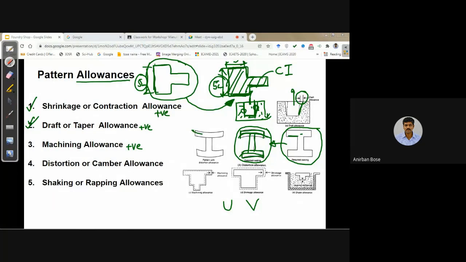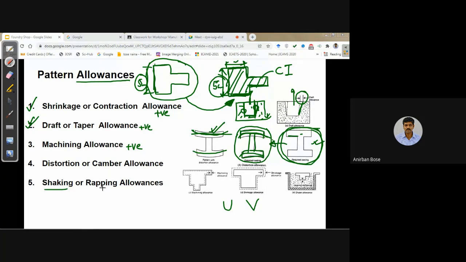So we can provide this kind of a pattern so that if this kind of distortion takes place over this cavity, then finally it will become the final shape which exactly looks like this I section. So the camber is actually exactly the opposite kind of distortion given in the pattern. This is also called the camber allowance, so that after distortion it will take the shape of the original requirement. So this is the distortion or camber allowance.